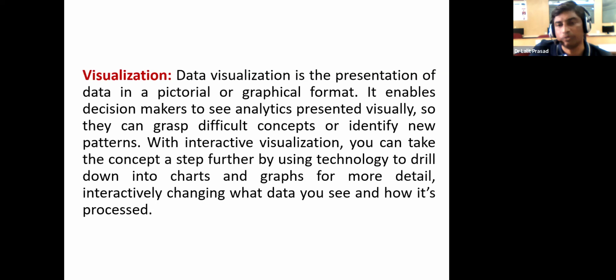Drill down, I have already told you. Not only can you see it year-wise, you can see it quarter-wise, month-wise, week-wise, day-wise, whichever type of things you want to see. So that is the role of visualization in analytics.